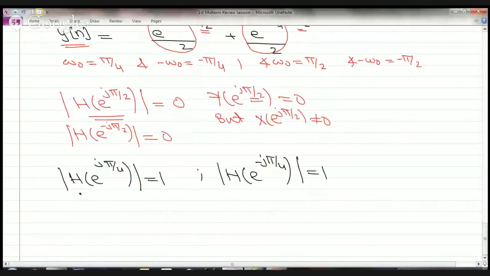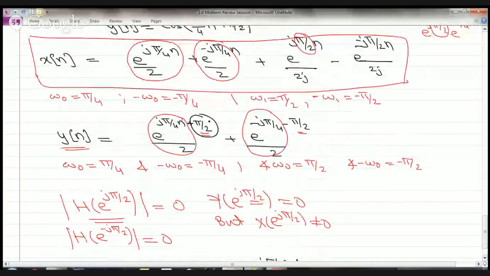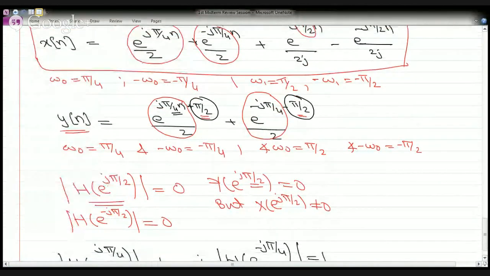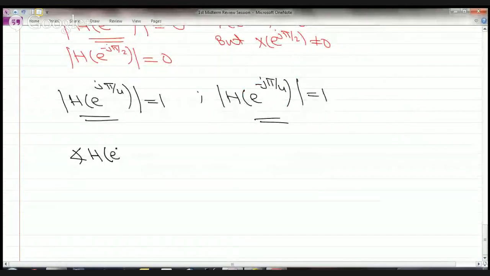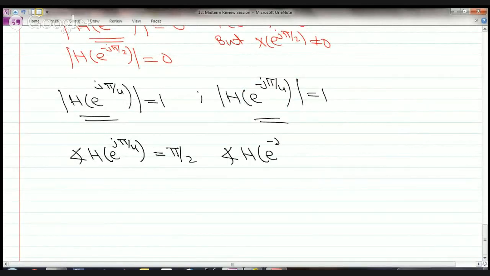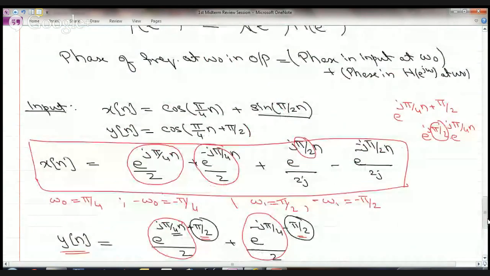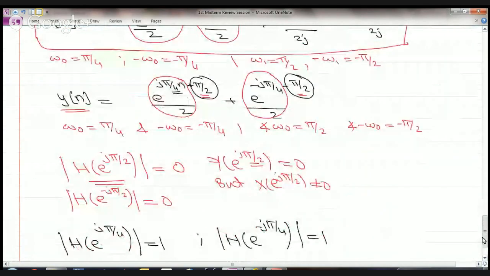Now, what about the phases at these locations? At the output, we see that there is a phase shift of pi by 2 associated with the frequency pi by 4, and a phase shift of minus pi by 2 associated with the frequency minus pi by 4. So what that means is that the phase of H(e to the j pi by 4) must be equal to pi by 2. And the phase of H(e to the minus j pi by 4) must be equal to minus pi by 2. Okay.